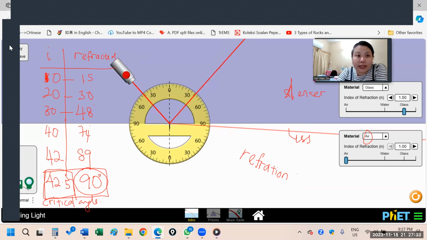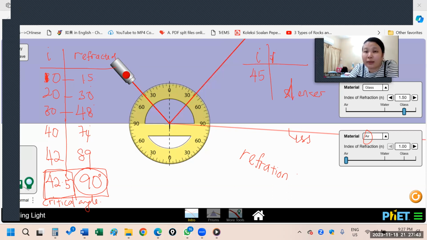So when your incident angle becomes 45, now still R, but now R becomes the reflected angle.